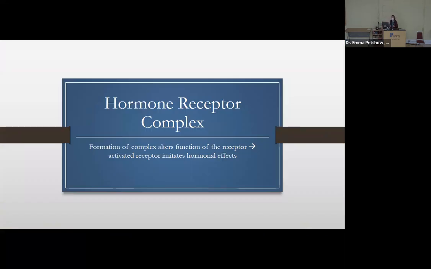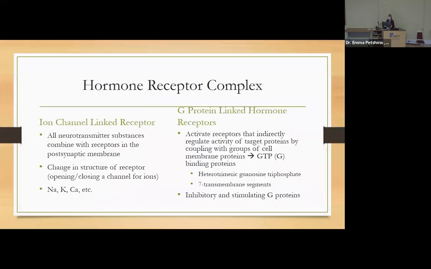So, the hormone-receptor complex itself. We're going to talk a little bit about, in general, what these complexes look like. Essentially, the formation of this complex is going to alter the function of the receptor, and it can imitate hormonal effects. So what are some complexes? We have our ion channel-linked receptors, or G proteins. These are by far the two most common that we see.